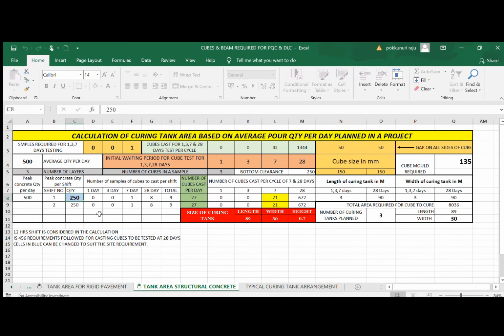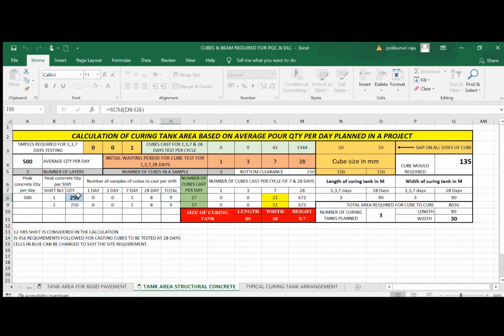Like in this case I have taken the first shift value as 250, so automatically the second shift value will be the total minus the first shift value, which will be again 250. So based on this 250 cubic meters of concrete which is being placed during the shift, the number of samples to be casted for testing on 7th day is one sample, and the number of cubes to be casted for 28 days will be 8 samples.